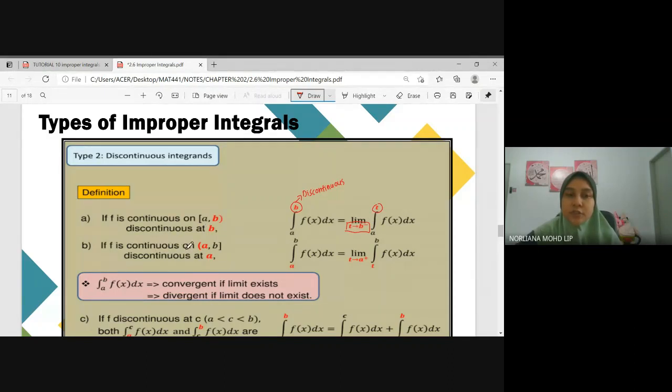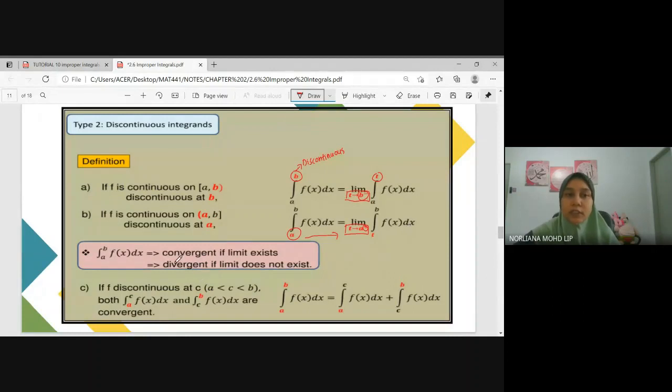Okay, for b ni f is continuous on a and b but discontinuous at the lower interval. So we have to apply the concept of limit where t approach a positive. So untuk lower interval dia akan jadi t approach a positif lah. Dia akan jadi positif kat sini. Ni untuk bezakan interval lah. Okay, if the solution exists, so this function is converged. And if you get the solution equal to infinity, means the limit does not exist, therefore it is divergent. Conclusion dia sama macam yang tadi lah.